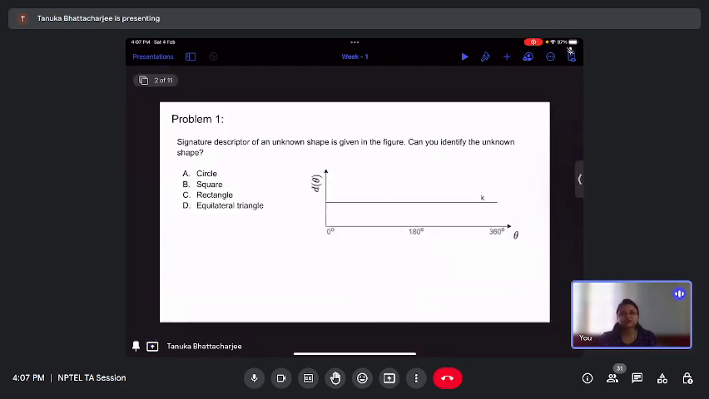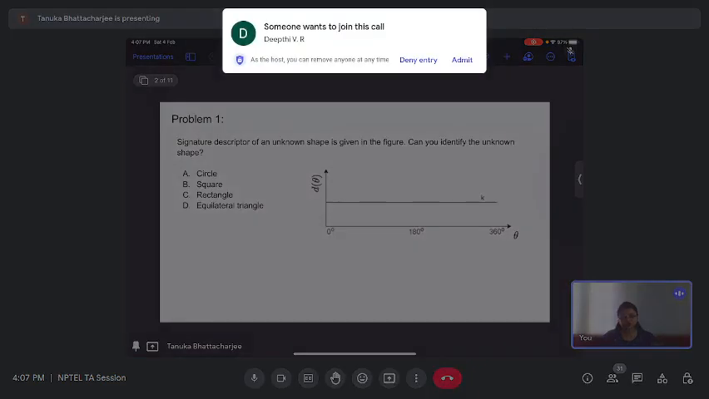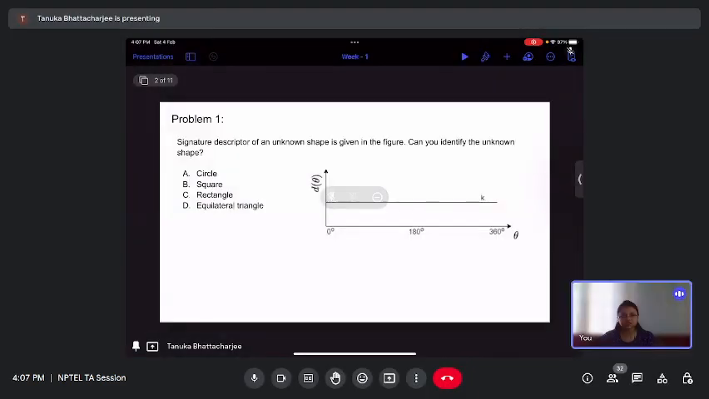So, we have seen in the first week about descriptors of shape as well as region of different objects. So, the first question is related to those shape descriptors or boundary descriptors. The question is: the signature descriptor of an unknown shape is given in this figure and we need to identify the unknown shape.